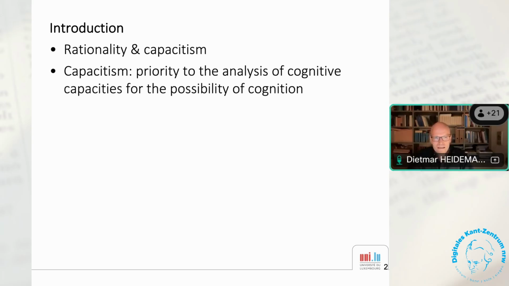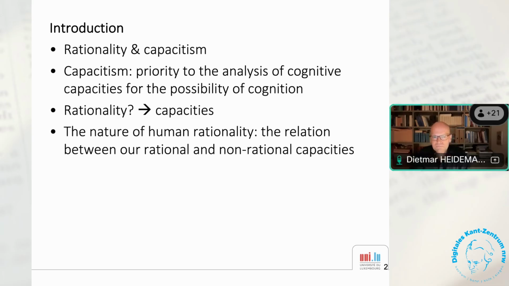And what is capacitism? Capacitism is, at least the way I use the term, the view that when it comes to theorizing about the possibility of cognition, the priority goes to the analysis of cognitive capacities. And this is, I think, what Kant does, which means then to find out about what rationality is in Kant, we need to look into capacities, and more specifically, the nature of rationality in Kant. This means that we need to look into the relation between rational and non-rational capacities in Kant, which is obviously the understanding and sensibility.